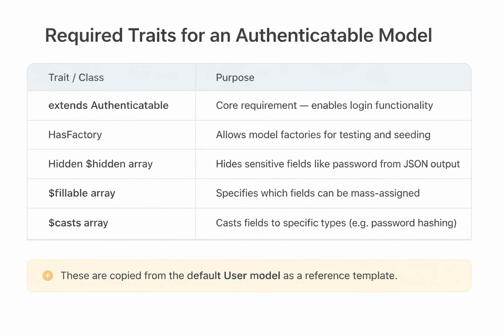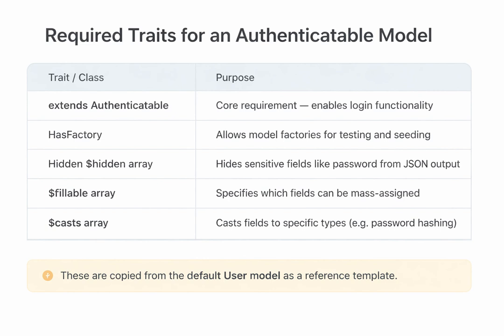The instructor walks through the specific traits and properties that need to be present in any authenticatable model. First, the model must extend authenticatable. That's non-negotiable. Then you have the hasFactory trait for generating test data. The hidden array is used to protect sensitive fields like passwords from being exposed in API responses. The fillable array controls mass assignment. And finally, the casts array handles things like automatically hashing passwords.